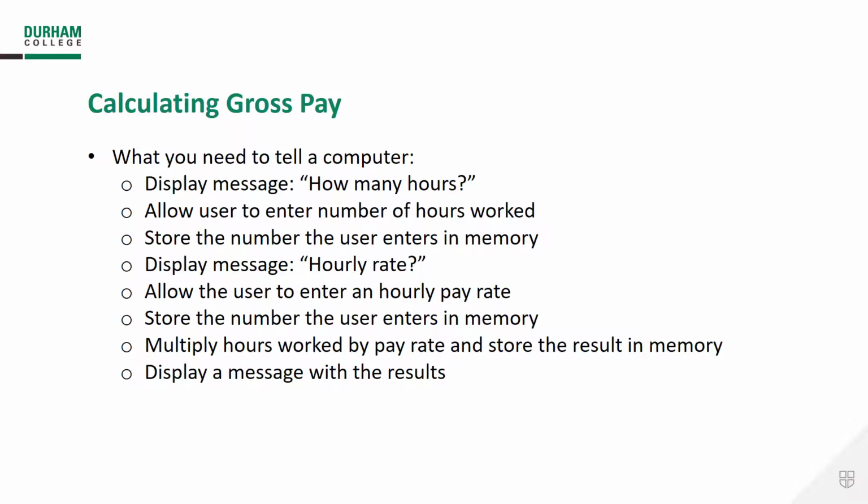Here's an example of a very simple algorithm for calculating someone's gross pay. This is basically what you would need to tell a computer to do that task. You need to explicitly tell it to display a message asking the user for how many hours. There has to be some mechanism, some code, to allow the user to type in their number of hours on the keyboard, and then that has to be translated and stored in memory somewhere. Another message might need to be displayed saying, what's your hourly rate? And we go through that whole getting the user to input it and then storing it in memory. And then finally, we have to actually calculate the gross pay by being very explicit about the calculation and then display a message with the results.